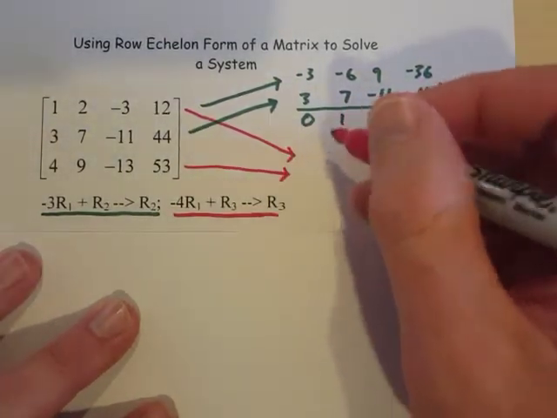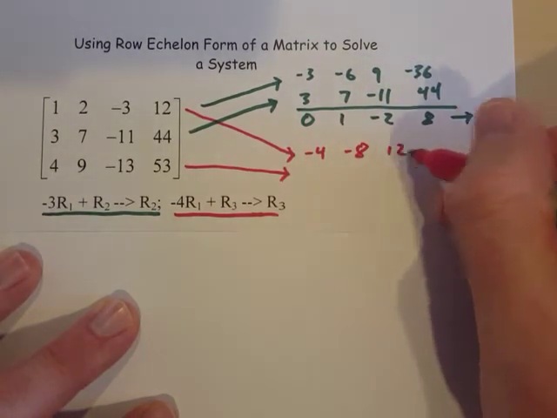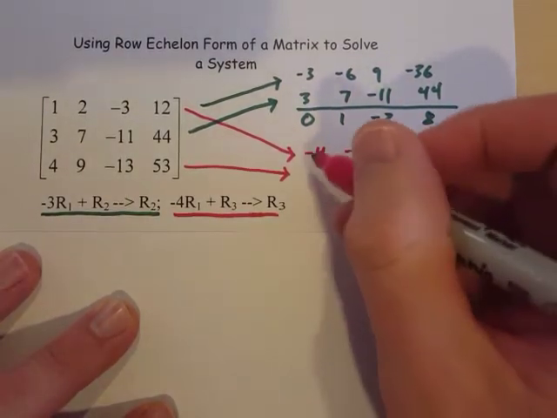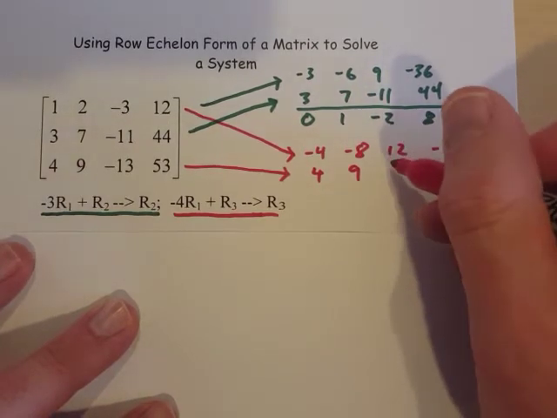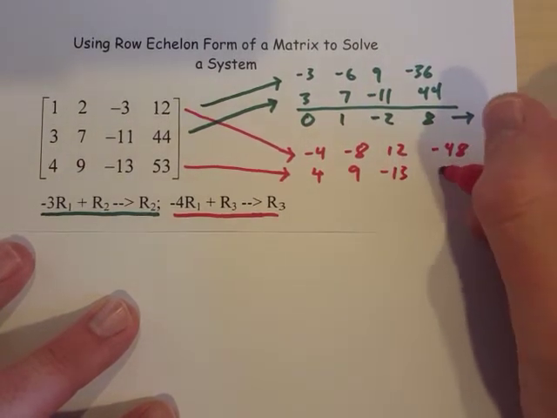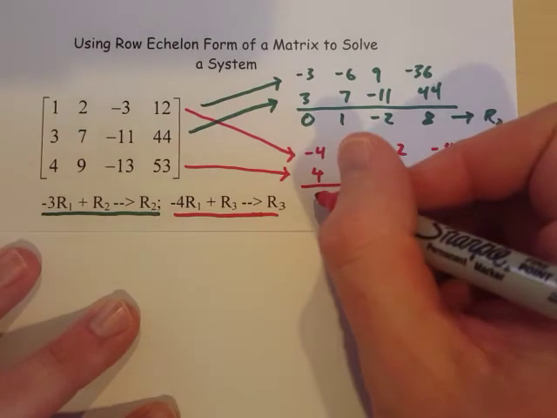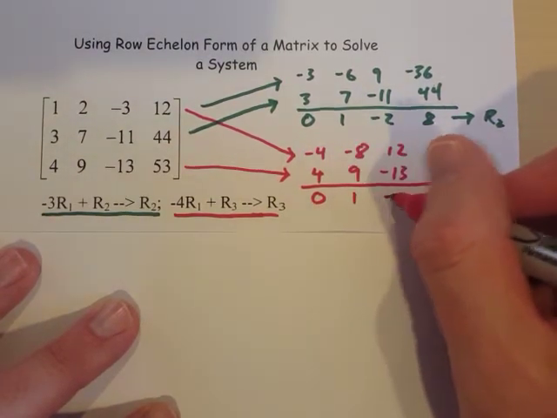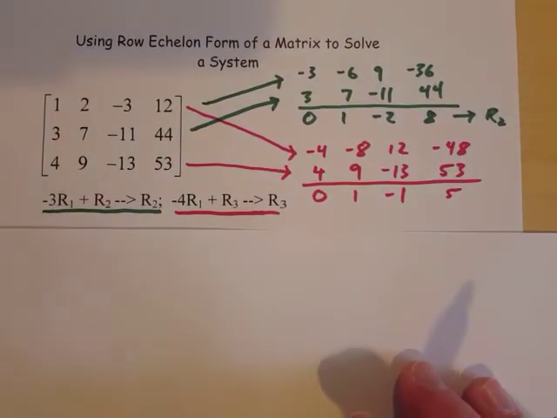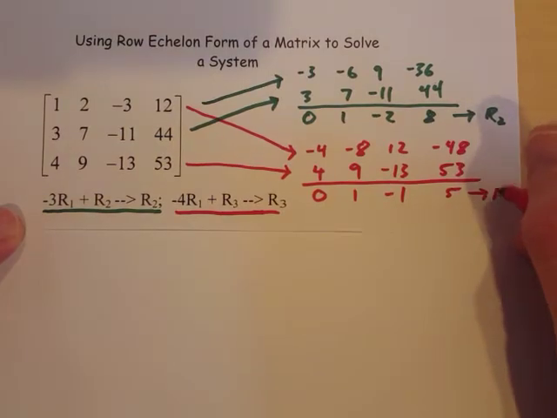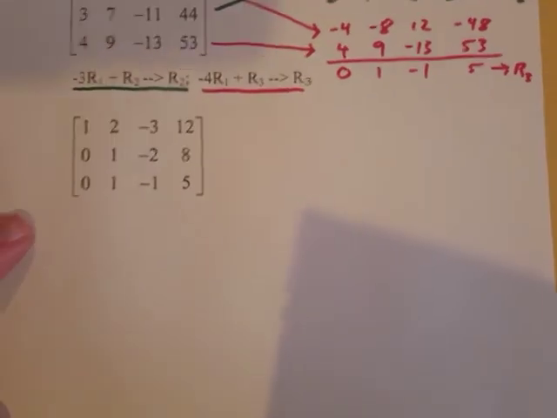So if we do that, we get -4, -8, 12, and -48. Add that to our current row 3: 4, 9, -13, and 53. If we put those together, we get 0, 1, negative 1, and 5. All right, now that we have this, we're going to replace, and by the way, this is row 3.